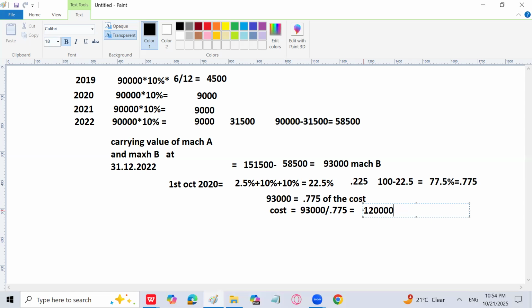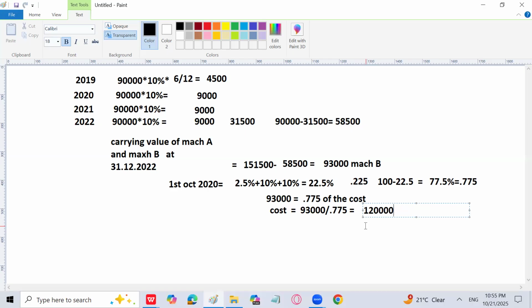So now the 93,000 is equal to 0.775 after subtracting 22.5%. It is now 77.5% of the cost of the asset. So 93,000 divided by 0.775, we get the original cost of the asset, that is 1,20,000. Hopefully you got the point.